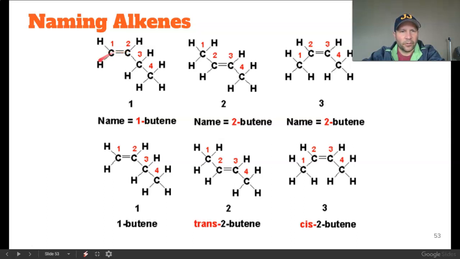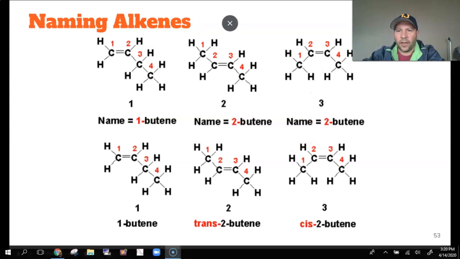The double bond's coming off the first carbon, so we call that 1-butene, if you will. The second one's coming off the second carbon, so it's called 2-butene, but you'll notice that the hydrogens are on opposite sides, so we have to call it trans 2-butene. Notice there's always a dash in between any letters and any numbers, so when you name it, make sure you keep that in mind.